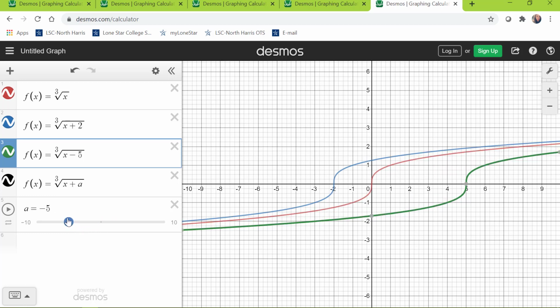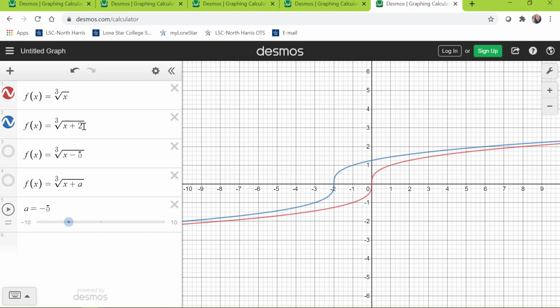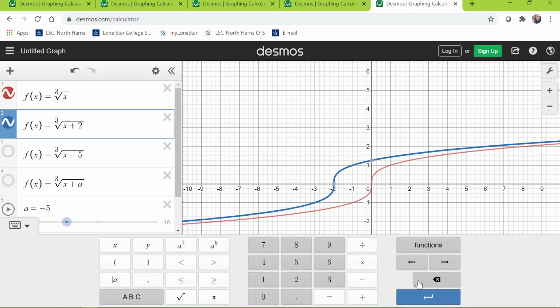Okay, so that brings us to another question. Can we make inside changes and outside changes at the same time? And yes, we can. So let's go back up here to this one. The cube root of x plus 2. So we said that that plus 2 on the inside would move the graph to the left 2 units. But what if we add a 5 on the outside as well?